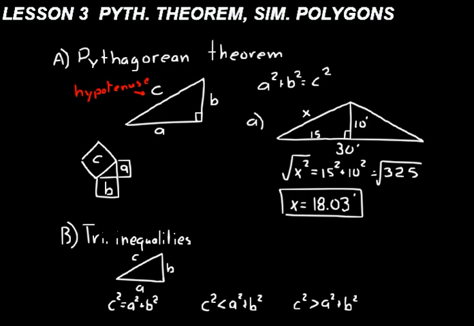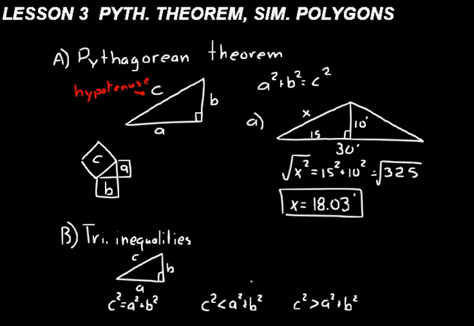Look at part B on triangle inequalities. Here's an application of the Pythagorean theorem just to determine what type of triangle you might be looking at. And if you had a right triangle, we know that c squared, or the hypotenuse, the longest side, squared is equal to a squared plus b squared. You could also have a relationship where c squared was less than a squared plus b squared.